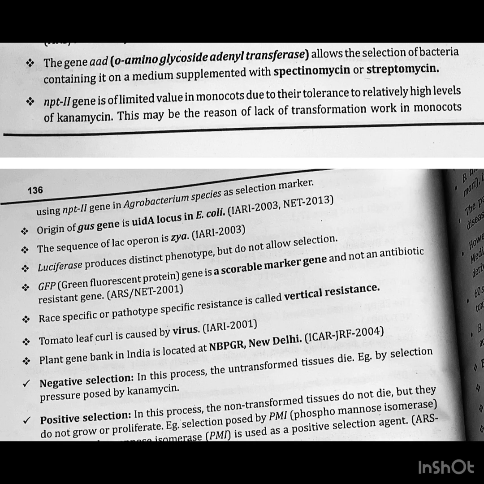Origin of the GUS gene is the uidA locus in E. coli. IRI 2003, NET 2013 question. The sequence of the lac operon is Z, Y, A. IRI 2003 question. Luciferase produces a distinct phenotype but does not allow selection. GFP, green fluorescent protein gene, is a scorable marker gene and not an antibiotic resistance gene.